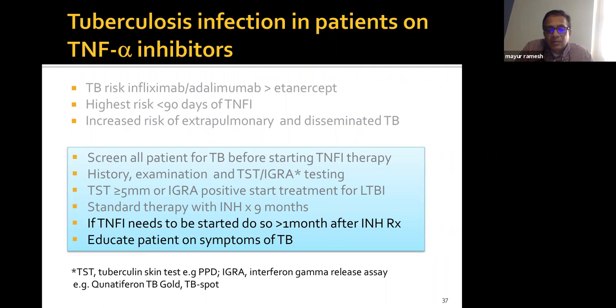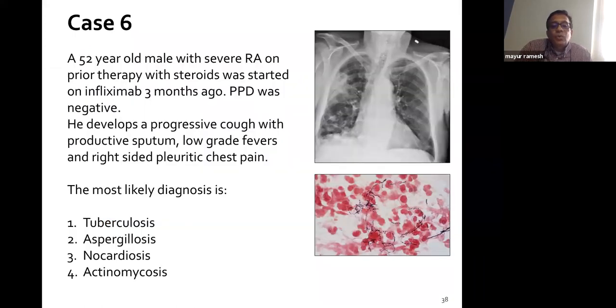This is a 52-year-old male with severe rheumatoid arthritis on prior therapy with steroids, recently started on infliximab about 3 months ago. The PPD was negative. The patient develops progressive cough with productive sputum, low-grade fevers, and right-sided pleuritic chest pain. If you look at the X-ray, clearly there is an infiltrate, maybe a small cavity, on the right lung. And if you look at the sputum specimen, you're looking at beaded sort of bacteria, which is a gram-positive, beaded bacterium.